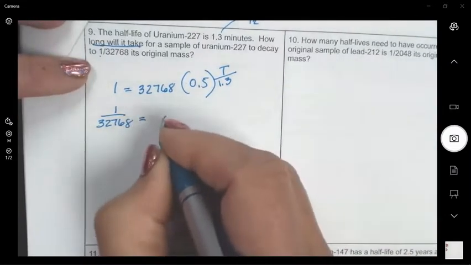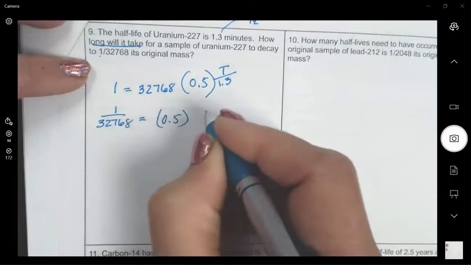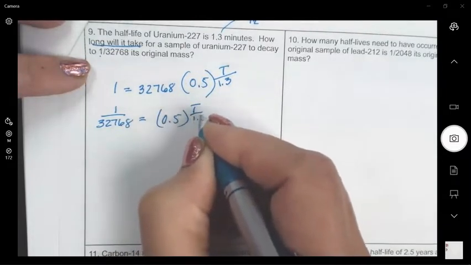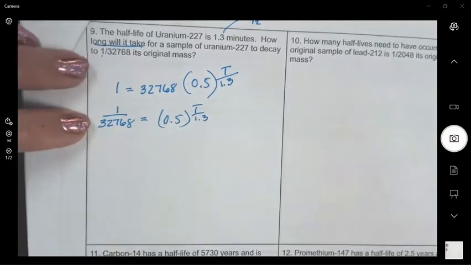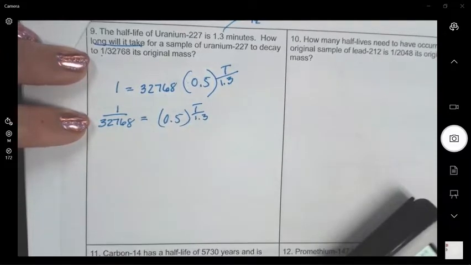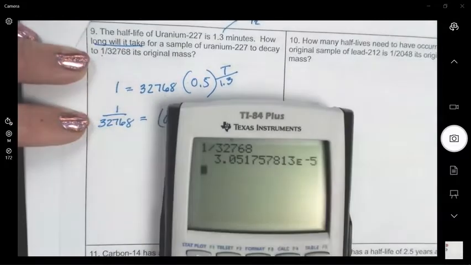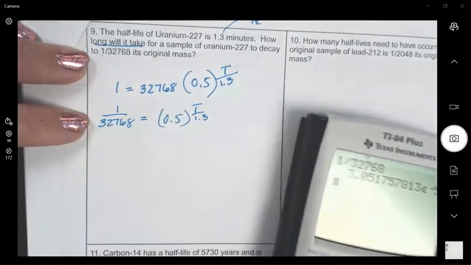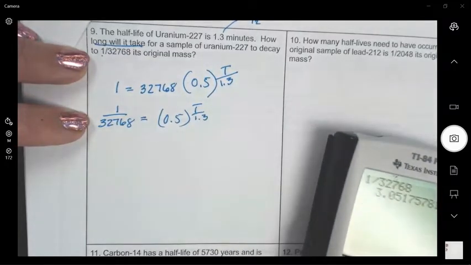And that equals 0.5 raised to T over 1.3. So in your calculator, go ahead and simplify your fractions right off the bat. So 1 divided by 32,768. And I get, yes, I decided to do a base of like 66, so I ended up putting 3.0 times 10 to the negative. Is that correct to do?